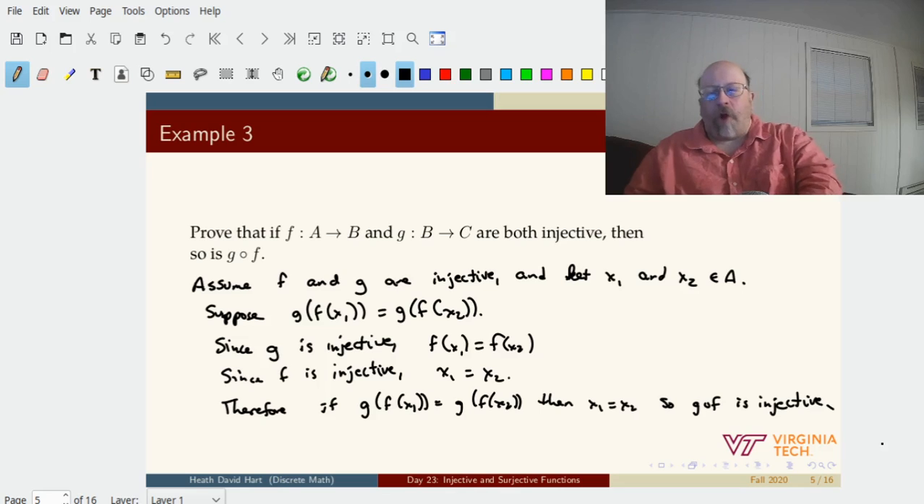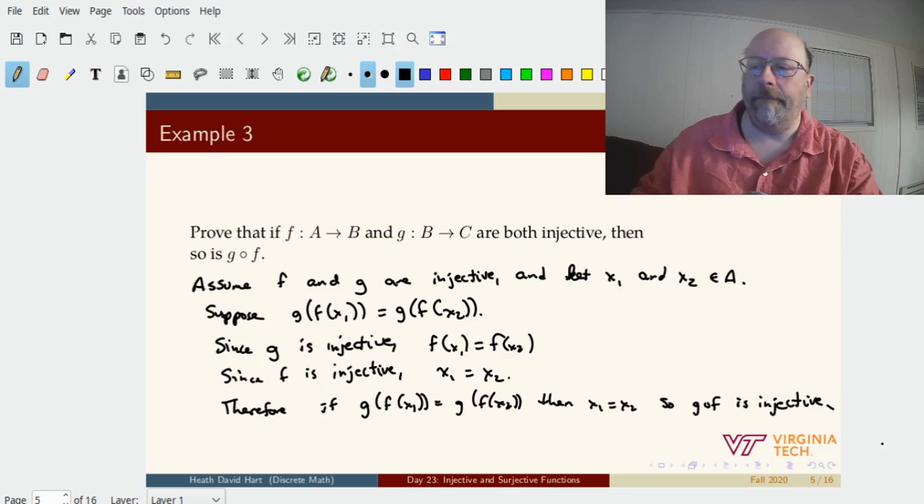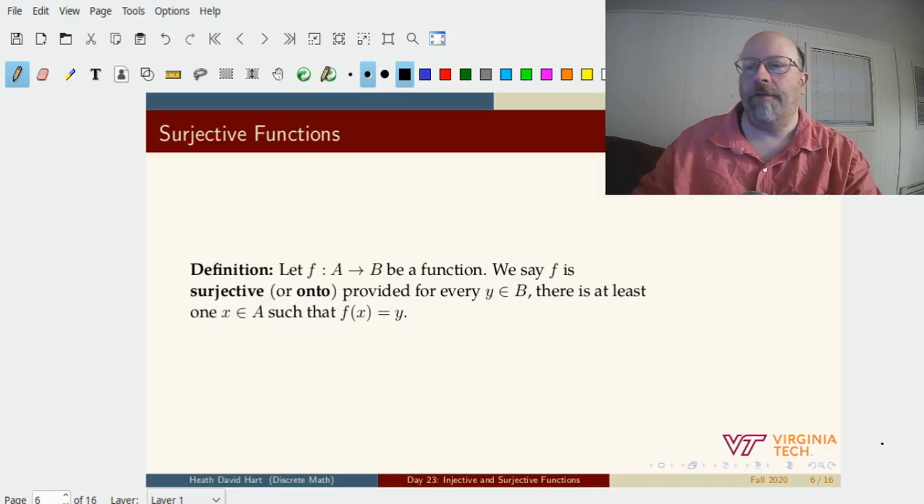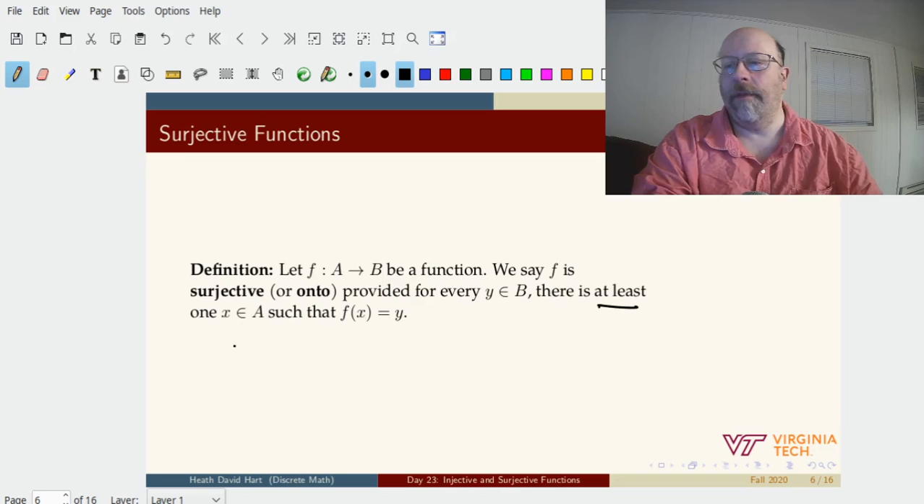The property of being injective is usually pretty easy to work with. It just says that you can cancel the function if it appears on both sides of the equation. And that's nice to be able to do. Surjective is a little bit tricky. We say that a function is surjective if for every y in the range, every y in B, there's at least one x in A such that f of x is equal to y. Okay? This doesn't happen all the time.